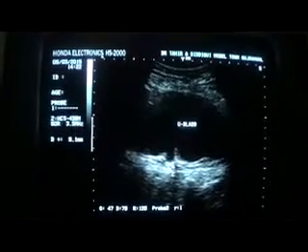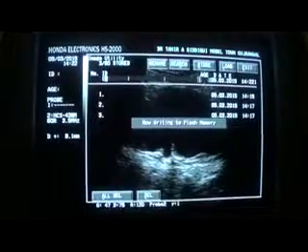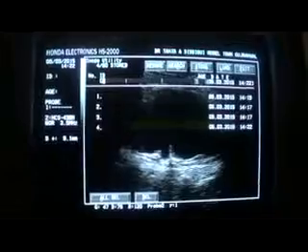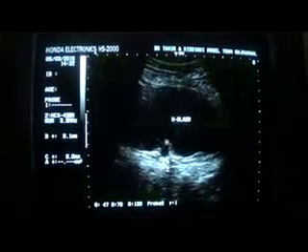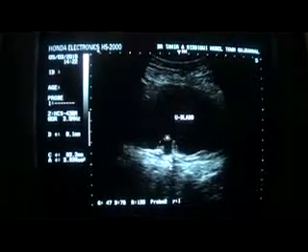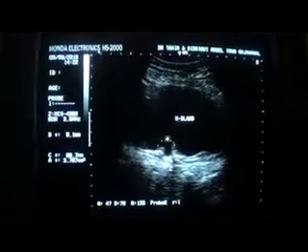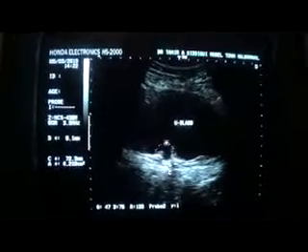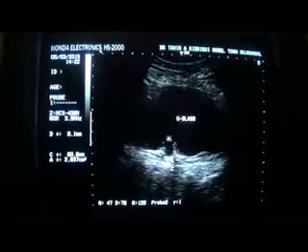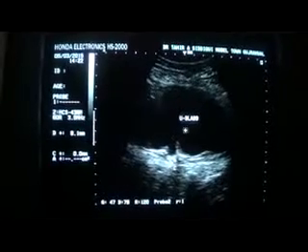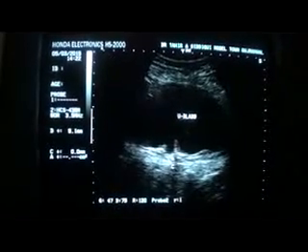Now, having seen the calculi in both dilated uretrovesical junctions, this is the dilated uretrovesical junction on the right side, and this is the dilated uretrovesical junction with the calculus impacted in this area.